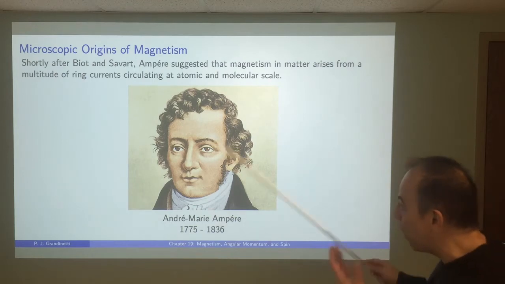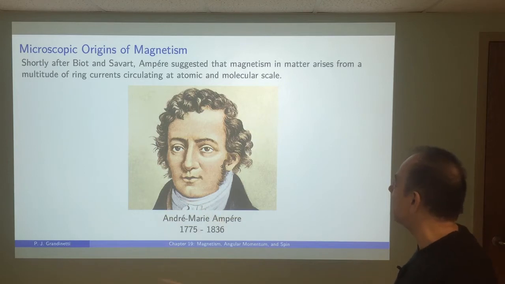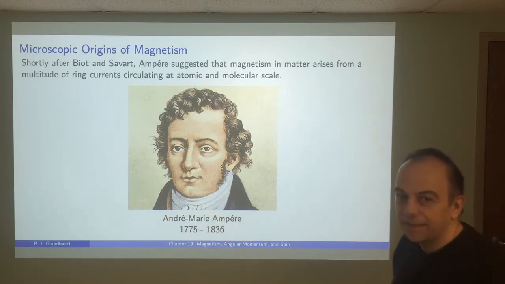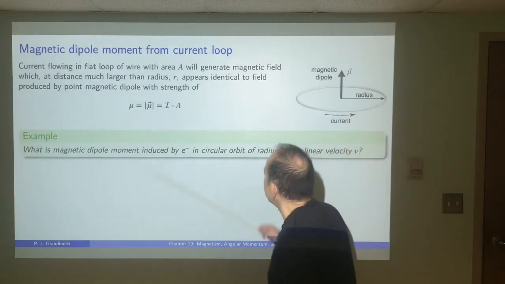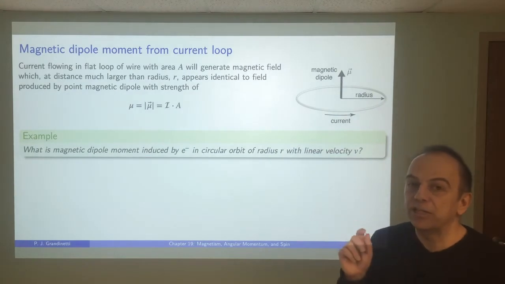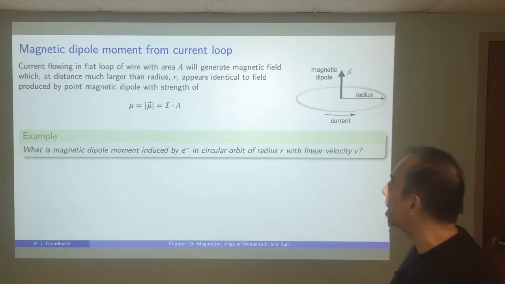And this was well before the understanding of the atomic scale structure and even quantum mechanics, but generally speaking, this was the right idea. So let's take a look at this idea to see if we can get the magnetic field that's generated by an electron that's moving in some microscopic orbit.